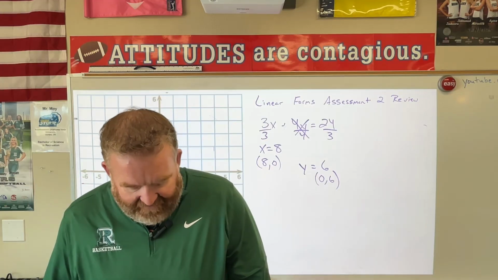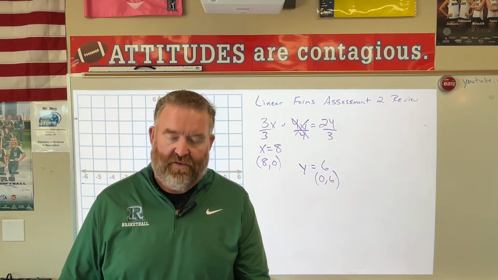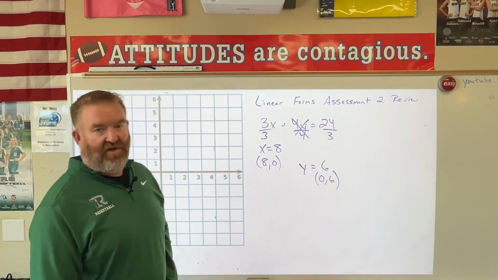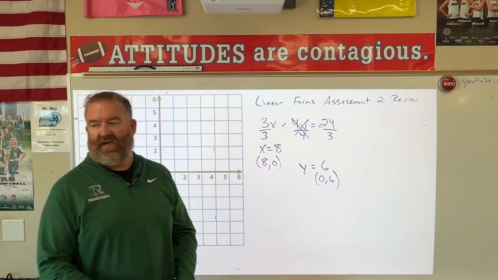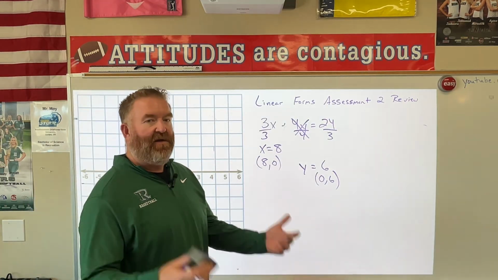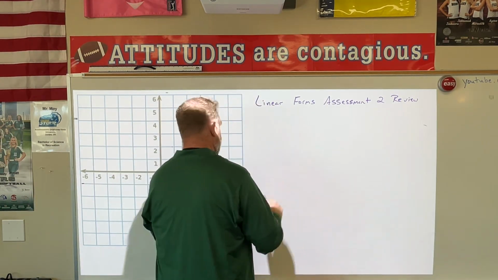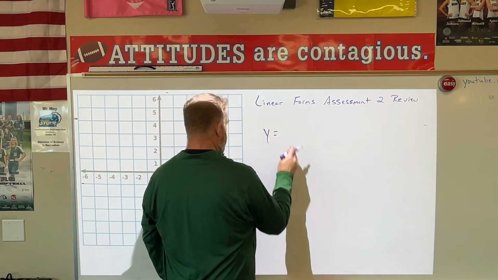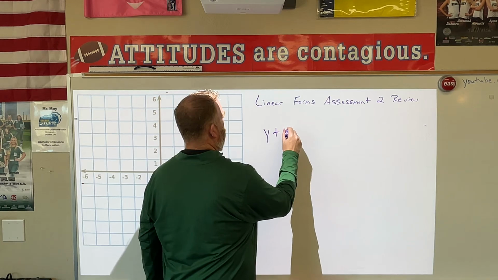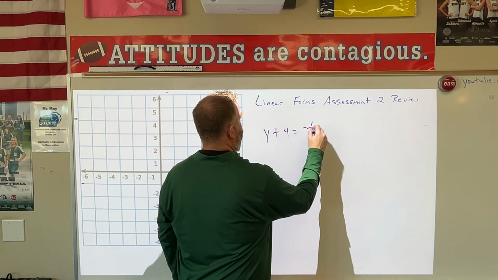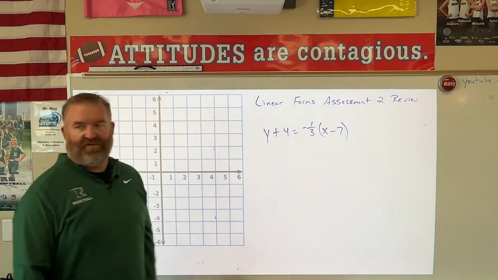Okay, given the following equation in point-slope form, here we go. Determine the slope and the point of the line. So they're giving you the equation. All you have to do is tell me what the point is and the slope, and that's it. Okay? So let me just make one up for you. Y plus 4 equals negative 1/3 x minus 7. Cool.